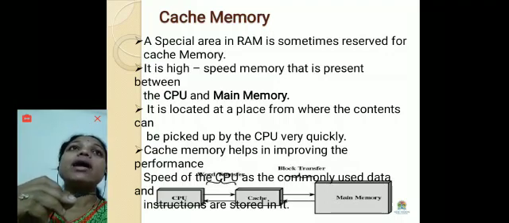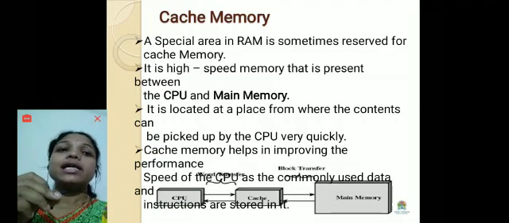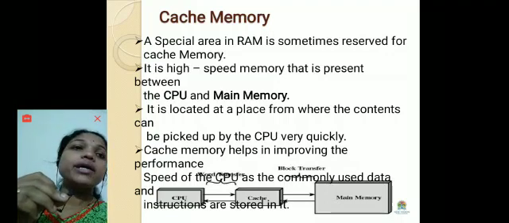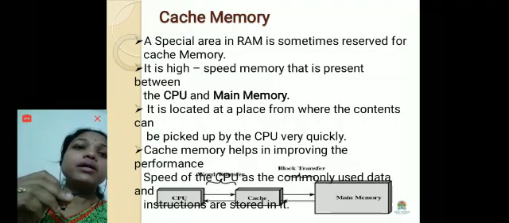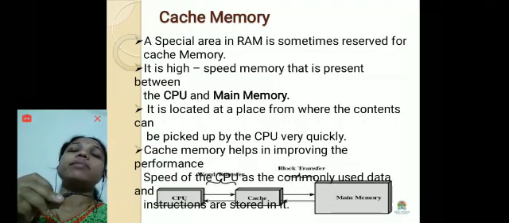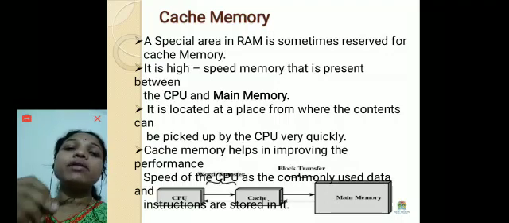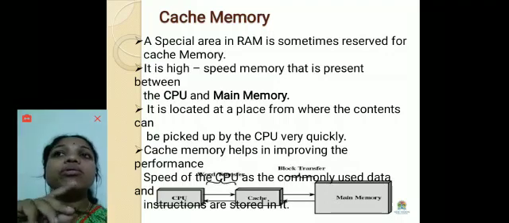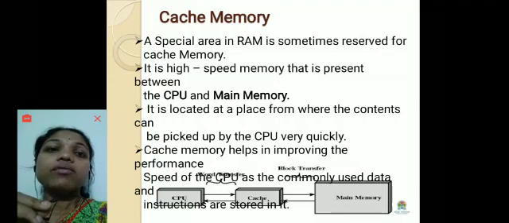So what is its work? If RAM is full, then where will the remaining data go? In cache memory. It is a high speed memory that is present between the CPU and main memory. The cache memory works between the CPU and main memory.